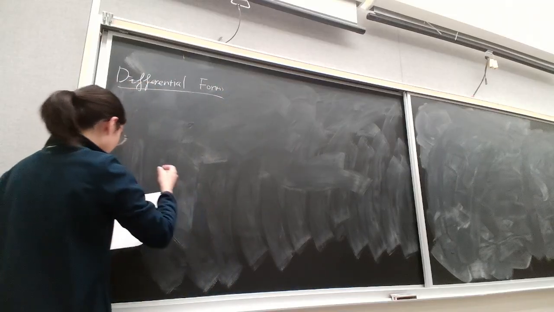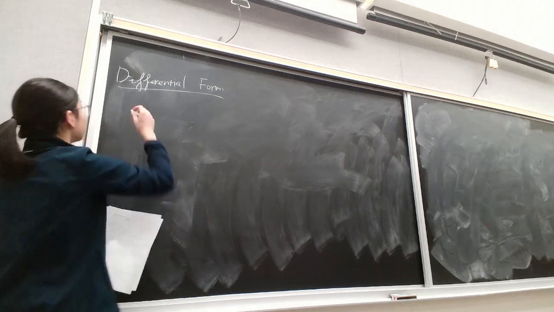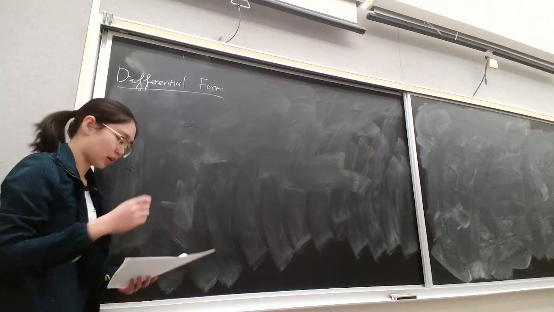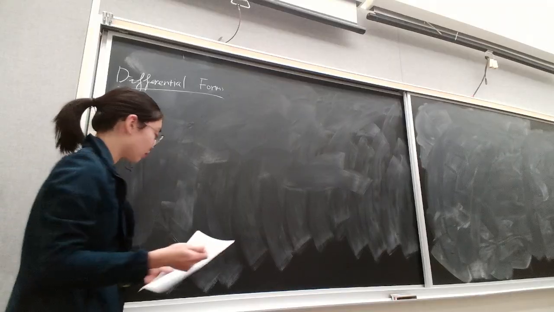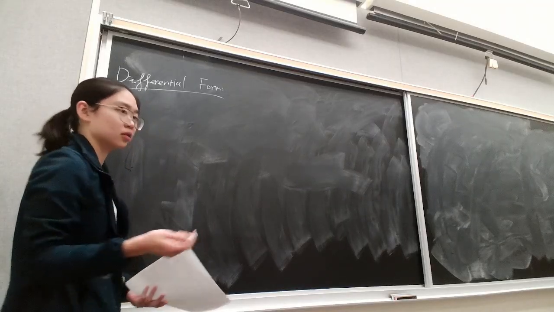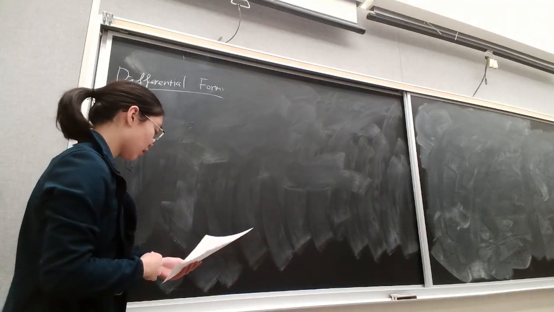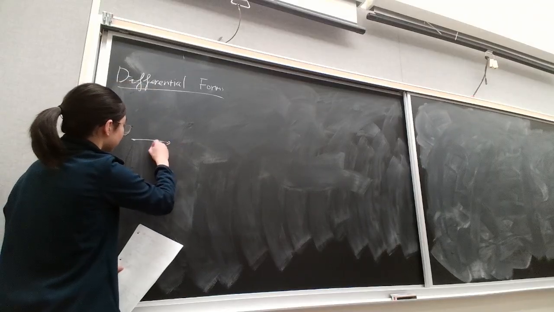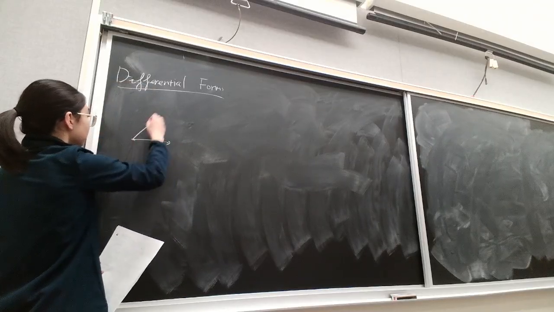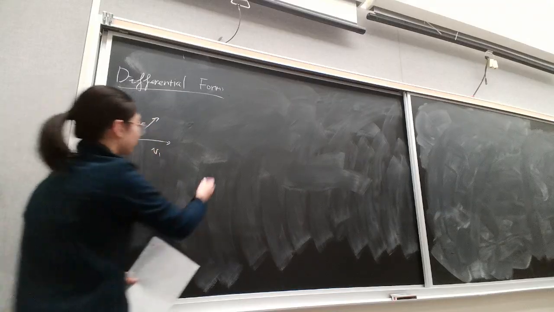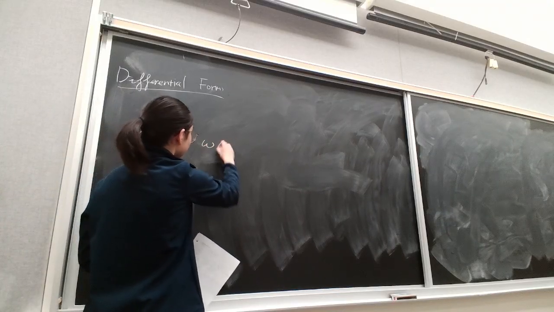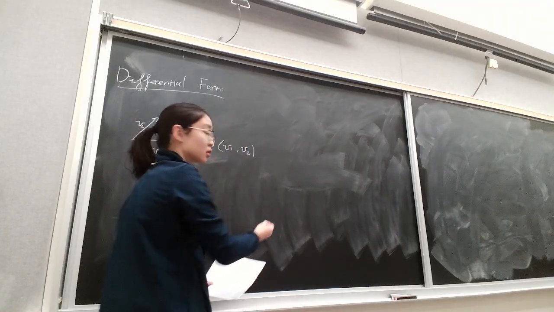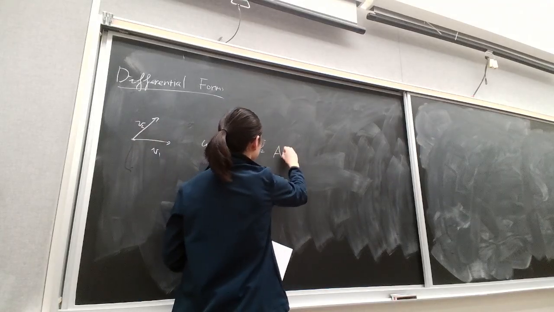So first we're going to define what an alternating tensor is. The intuition behind this is to find the volume of a parallelepiped or the area of a parallelogram. So let's say I have two vectors, v1 and v2. I want to define some kind of function that takes v1 and v2 as inputs and outputs the area.